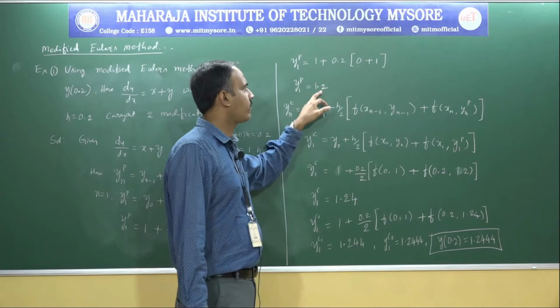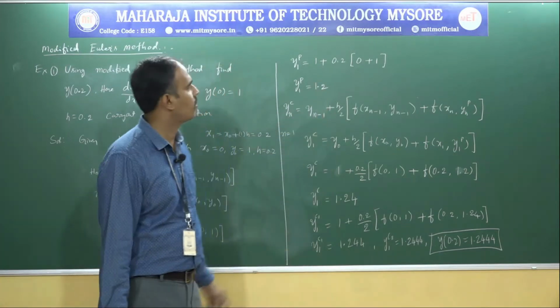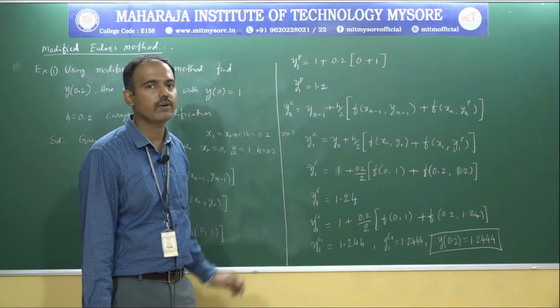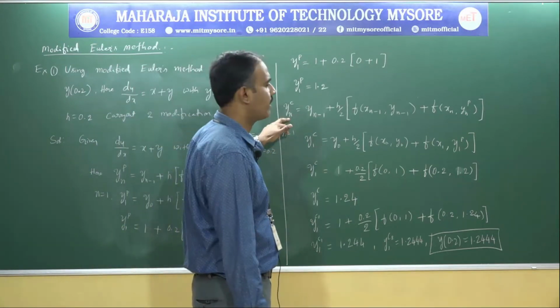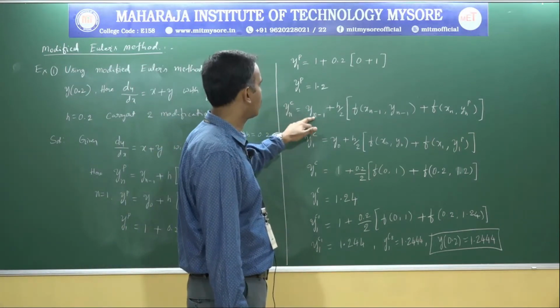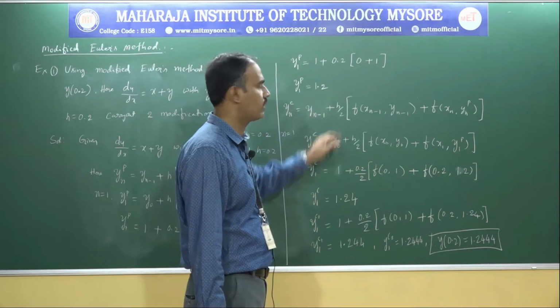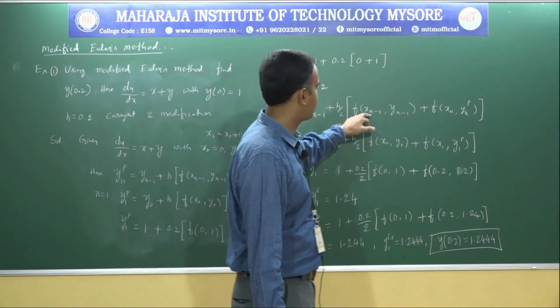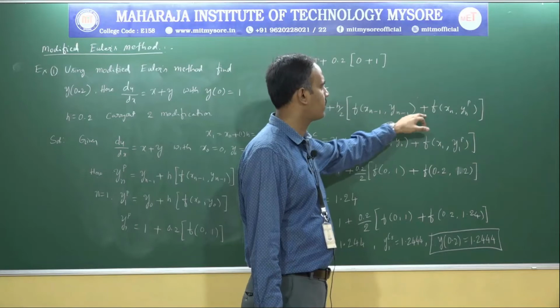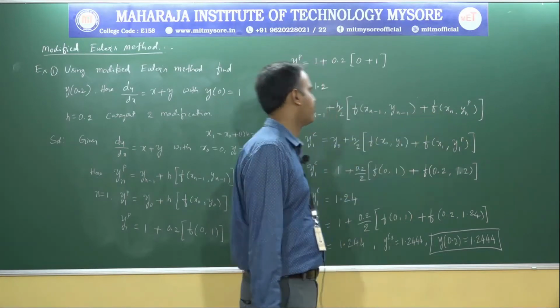Since the accuracy is poor in the value 1.2, we now find a better accurate value. We consider ync is equal to yn minus 1 plus h by 2 times f of xn minus 1 comma yn minus 1 plus f of xn comma ynp.